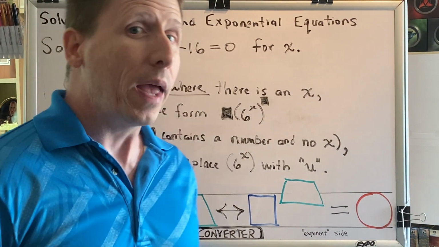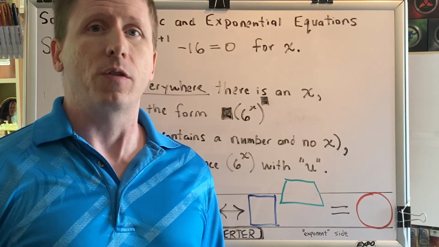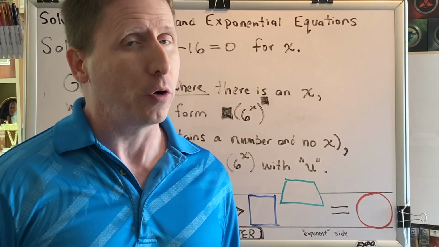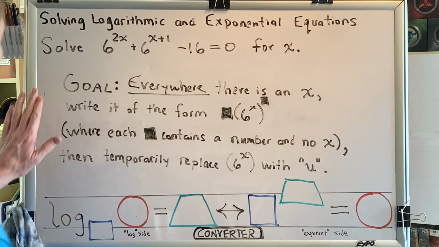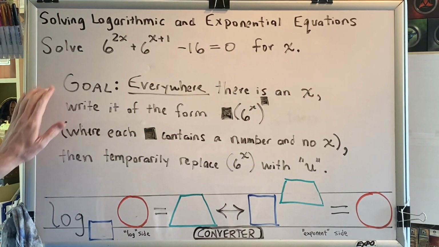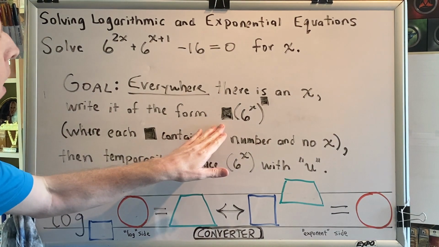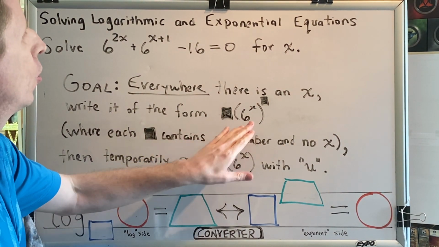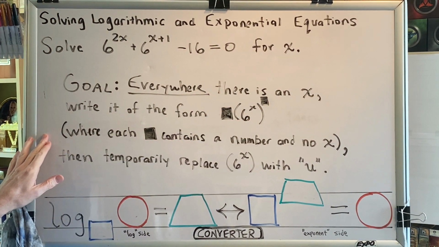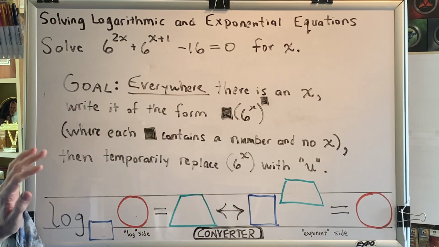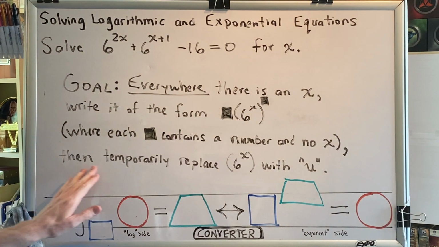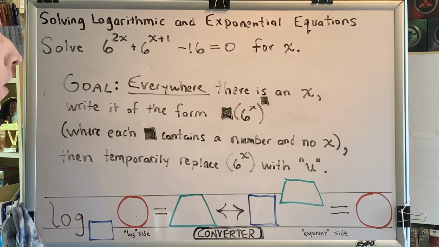Okay, so we have seen a problem like this before, so this video will be a slightly abridged version when compared to that one. But we do have a similar goal. Everywhere there is an x in our equation, we want to write it in the form box times 6 to the x raised to the box power, where each box contains a number and no x. Then temporarily replace 6 to the x with u.